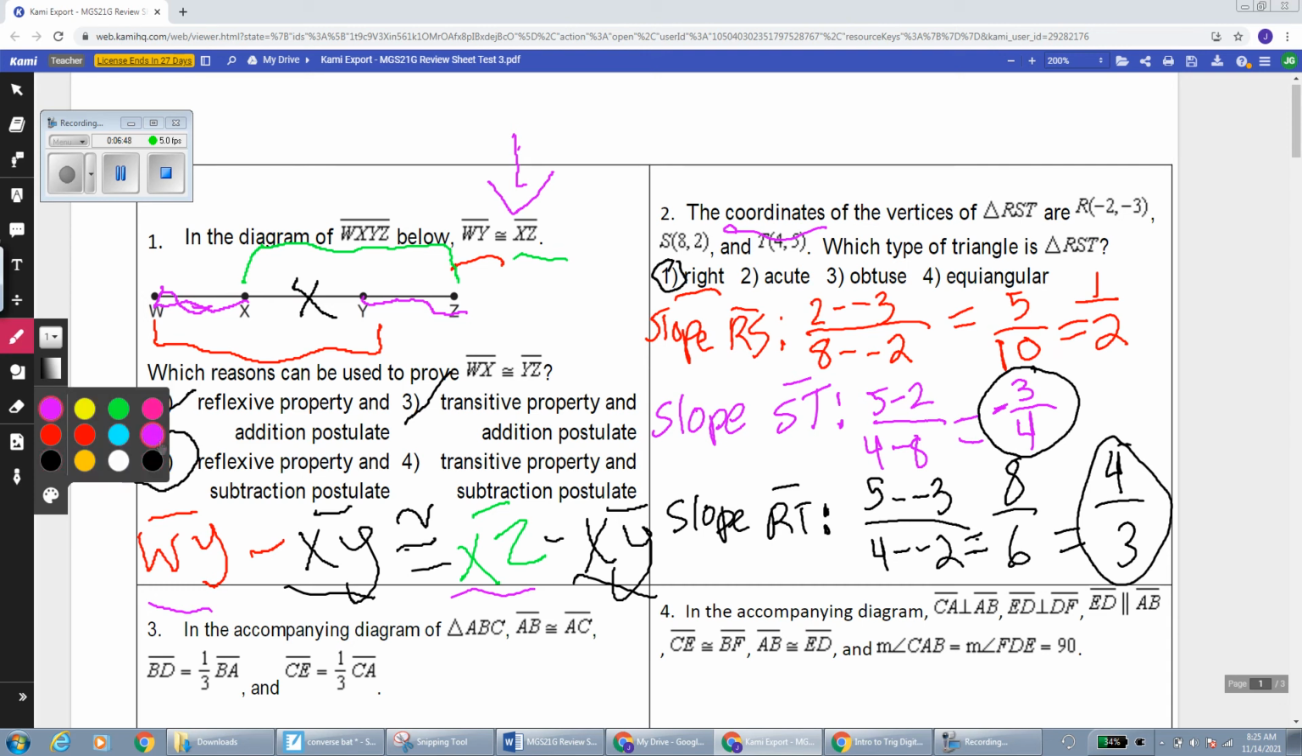Equiangular in choice number 4 means that all of the angles are equal. So if we have a triangle that has 3 equal angles, that means it also has 3 equal sides, because it means it's an equilateral triangle. If it has 3 congruent angles, it also has 3 congruent sides. So if you wanted to show number 4, it's not going to turn out to be the right answer here because we already know 1 is the right answer. We have a right triangle here. But if you wanted to test out 4, you can use the distance formula and see if all 3 sides of this triangle have the same length.